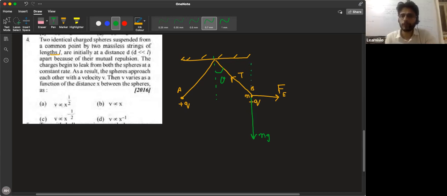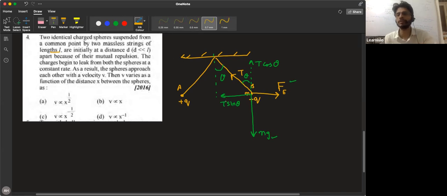In these types of questions, we try to resolve the forces along the x and y axes. Electric force is already along the x axis. Mg is already along the y axis, but the tension needs to be resolved. We take one component of tension, T cos theta, and another component to the left, T sin theta. Ishma, if the system is in equilibrium, can you tell me which two forces will balance each other?